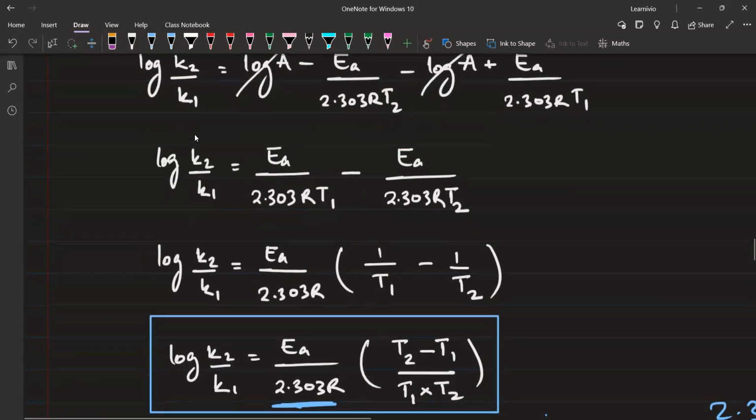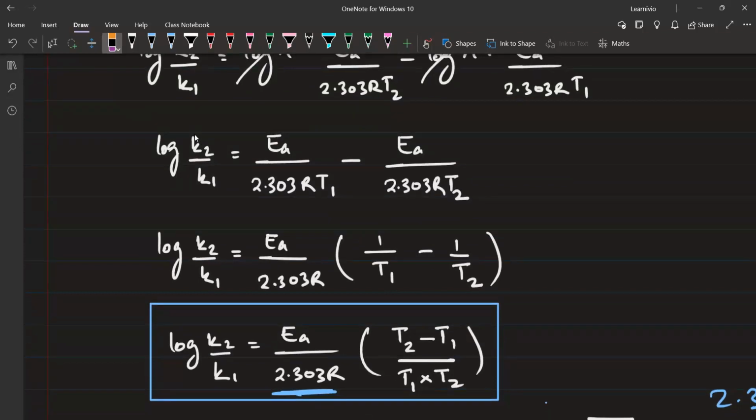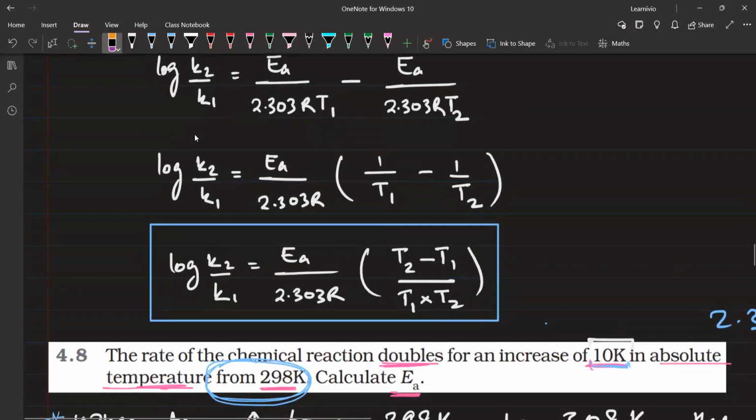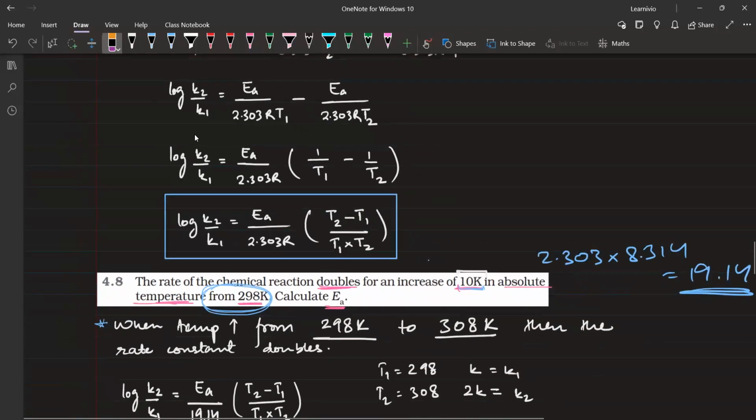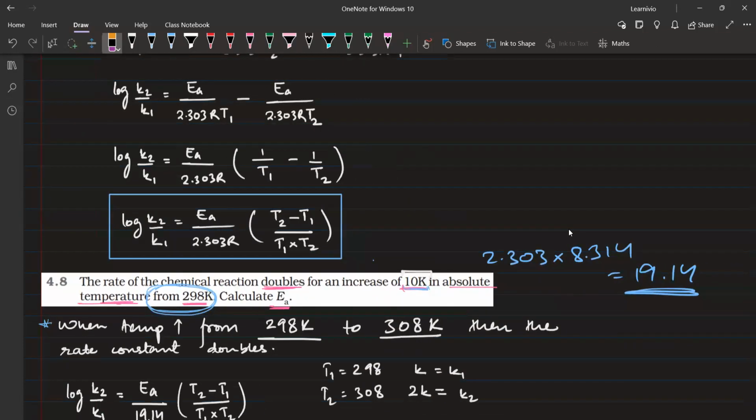Here you have the expression: log K2 upon K1 is equal to EA upon 2.303 R, T2 minus T1 divided by T1 into T2. Now 2.303 is a constant, R is also a constant, so it is better that we multiply these two. When you multiply these two, the value that you get is 19.14, okay? This will be there in your notebook, okay.